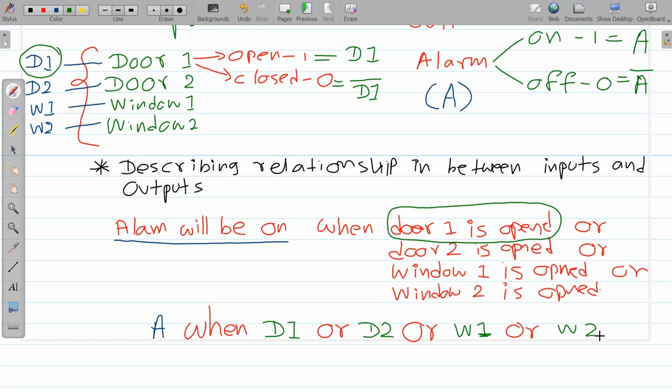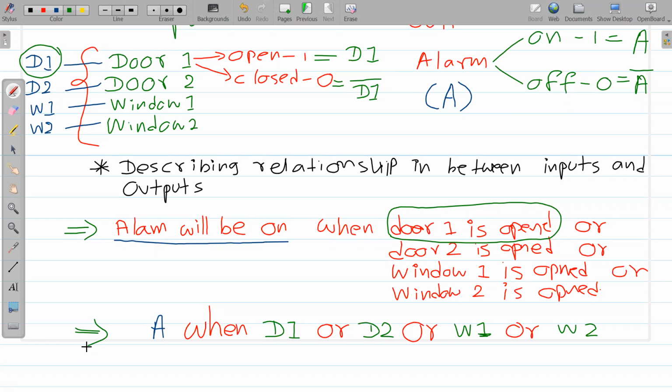People, is it clear how we came from over here to over here? Clear, sir. Right. Now, it's a matter of converting these small words like when, or, and all these things into a mathematical operator, or in other words, the Boolean operators, right?